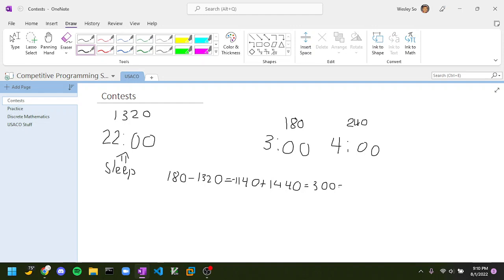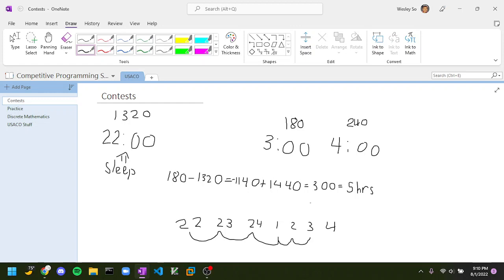300 minutes to hours is equal to 5 hours. And to show this works, let's write it down from 22, which is 10 p.m., 11 p.m., midnight, 1 a.m., 2 a.m., 3 a.m., 4 a.m. So 5 hours or 300 minutes between 22 and 3. That would be 1, 2, 3, 4, 5. What do you know? It's correct.